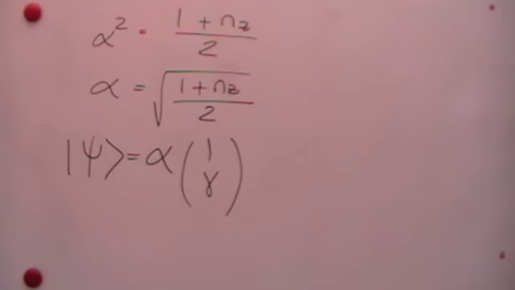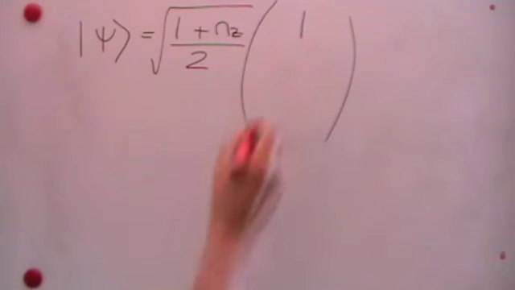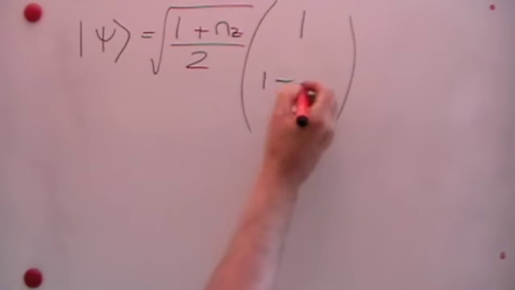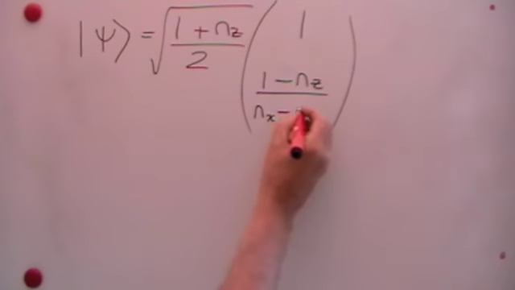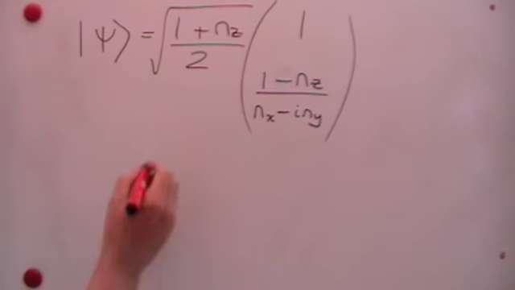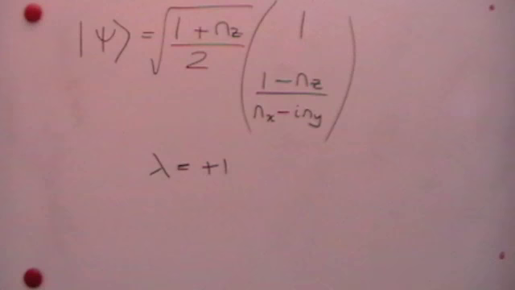And for that we'll need to remember what those values were. So let's write them down. That means that psi, the eigenvector, is equal to alpha, which was the square root of (1 plus nz) over 2, into the eigenvector, unnormalized, which was 1, and then at the bottom was (1 minus nz) over (nx minus i ny). And that, we said, had an eigenvalue of plus 1. Now, without knowing what nx, ny and nz are, we can't go any more than that. This is just a very general term.